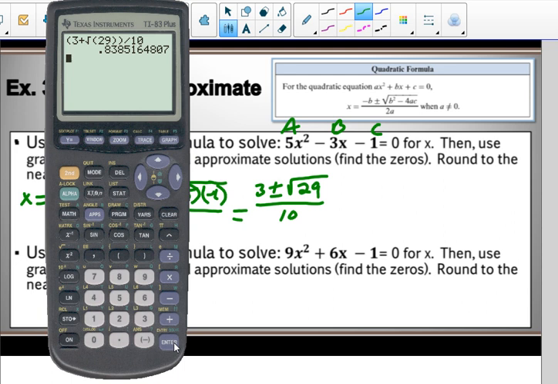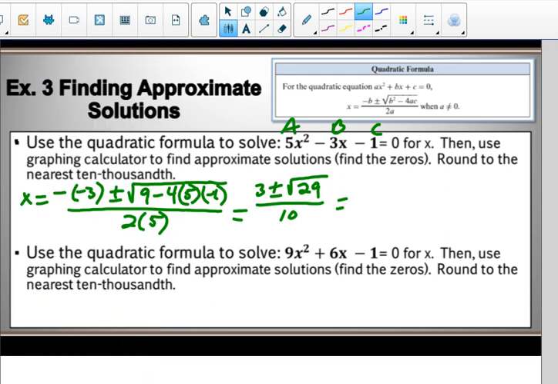0.8385164807. I need to go 4 decimal places. So it's 8385. The 1 tells us to keep it at 5. So we have one answer being 0.8385. So about. So I used the squiggly equal sign.